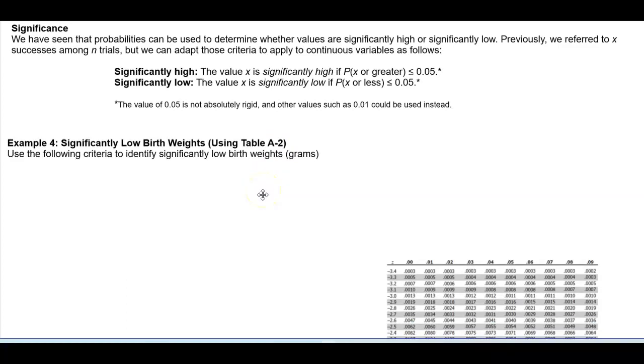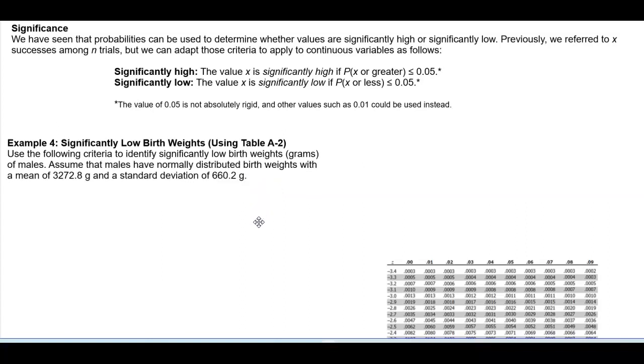Okay, now example 4, significantly low births using table A-2. Use the following criteria to identify significantly low birth weight grams of males. Assume that males have normally distributed birth weights with a mean of 3,272.8 grams and a standard deviation of 660.2 grams.